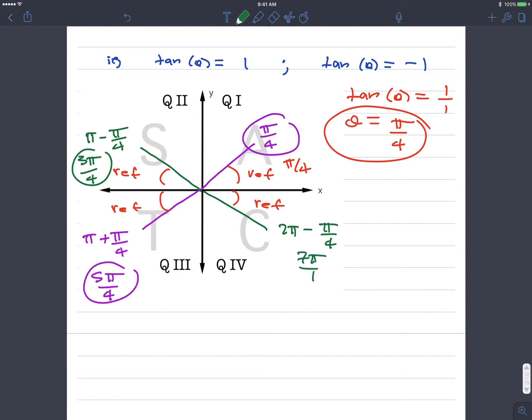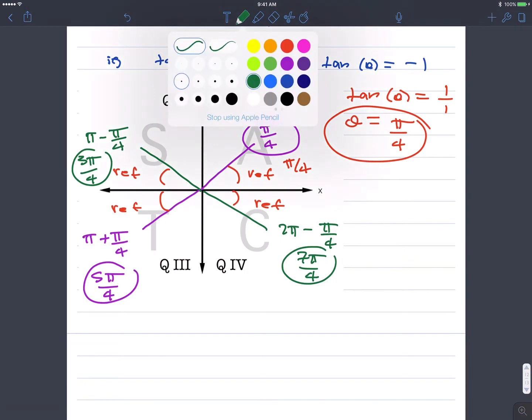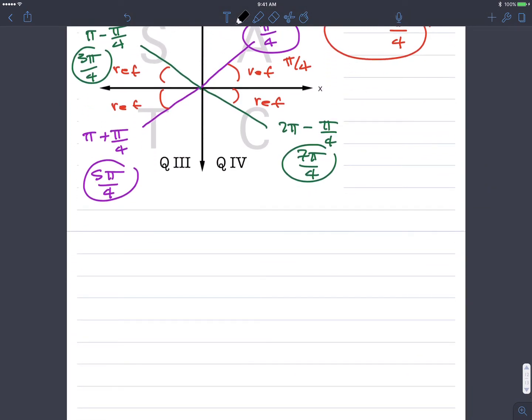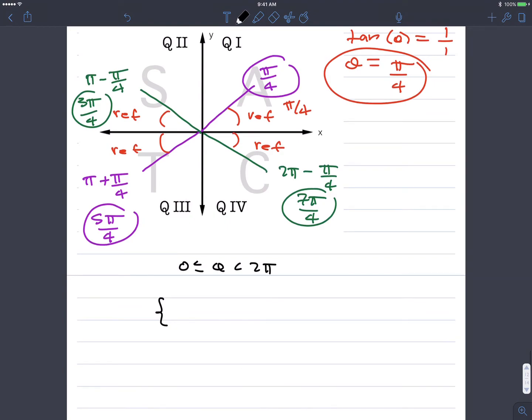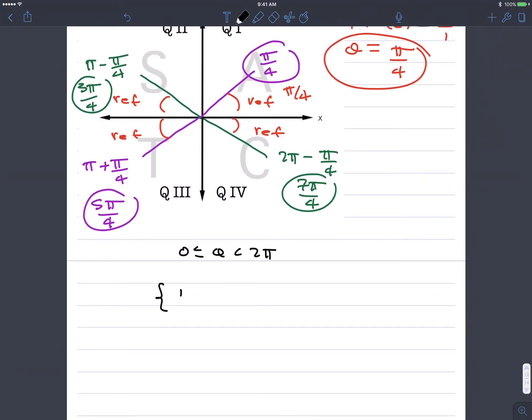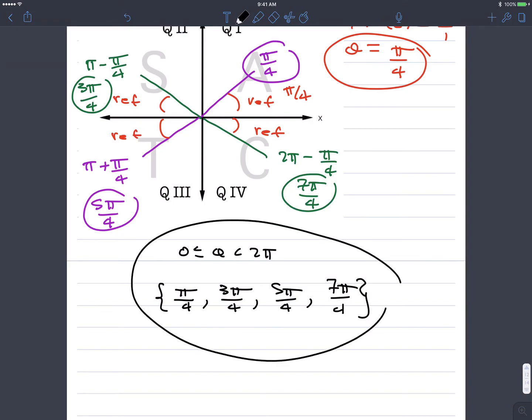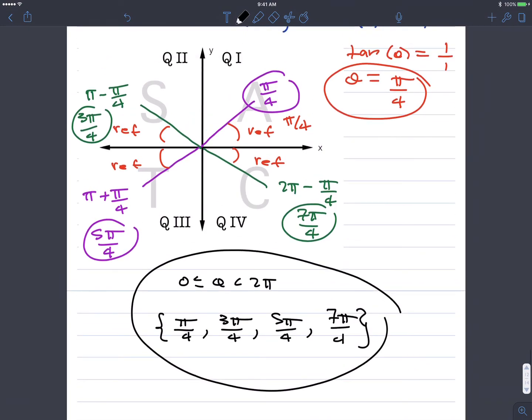Good job. And then you look in the back of the book and they say, we want solutions over the interval from 0 to what? 2 pi. What are those solutions? You're looking at it right here. Pi over 4. What comes next? 3 pi over 4. And then 5 pi over 4, and then 7 pi over 4. These are your particular solutions in this picture.